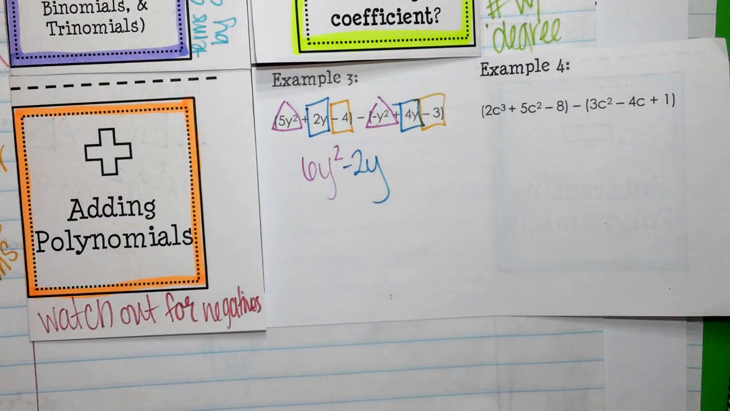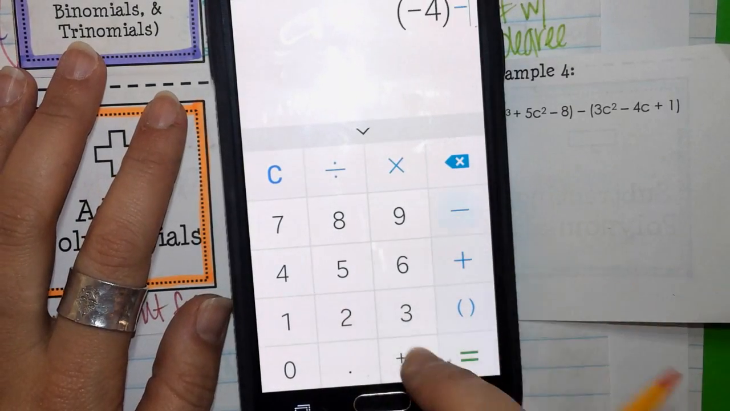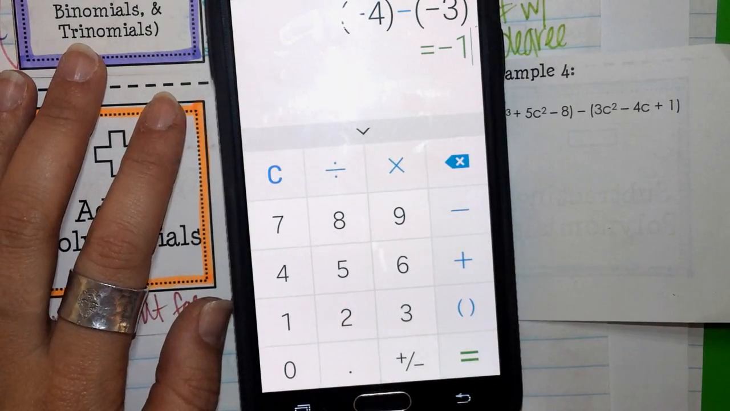Alright, so now the last one is negative 4 and negative 3. Now notice that I put a box around my negative signs. It is important that you watch for your negatives. They are a big part of the problem. So now we have negative 4 minus a negative 3. Magic of the calculator. Negative 4 minus a negative 3. Look at me go. I got negative 1.